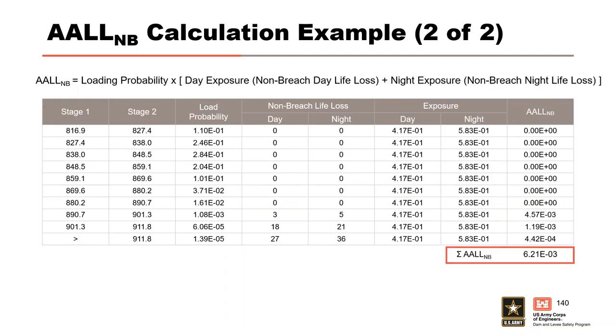Once we have done that, if we know our loading probability and the exposure, both of which we covered previously, we can calculate the average annual life loss for the non-breach the same way we did for the incremental using the equation at the top of the slide. For each interval, multiply the day exposure by the day non-breach life loss, add it to the product of the night exposure and the night non-breach life loss. Then multiply by the loading probability and sum those products together to get the total non-breach average annual life loss.